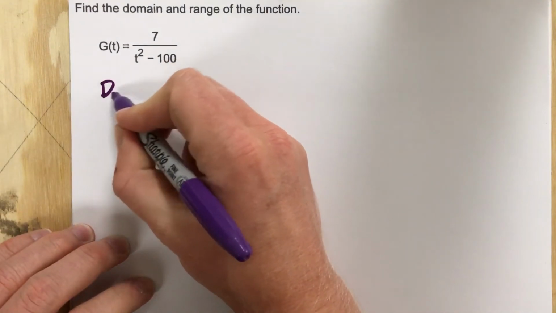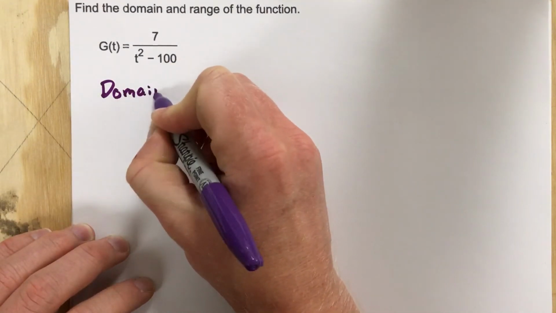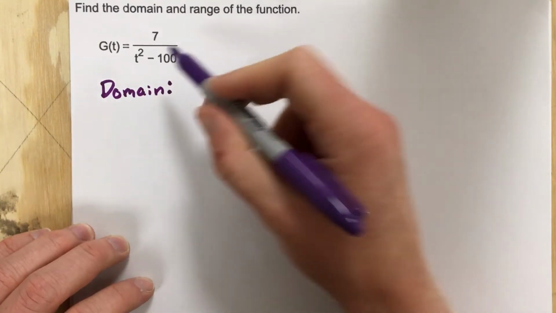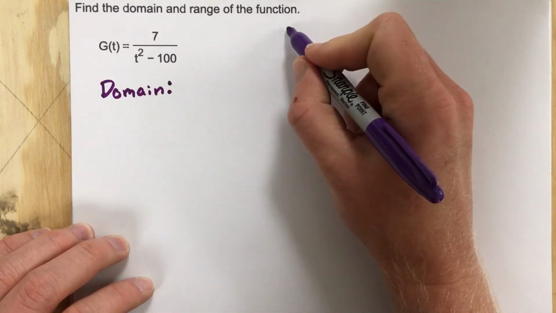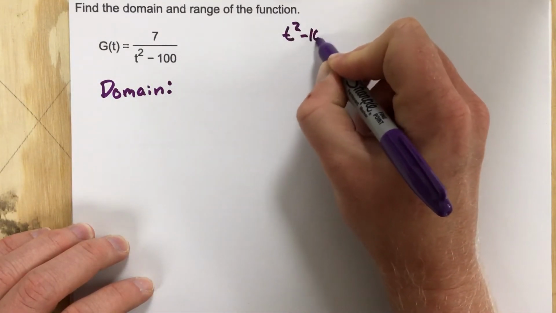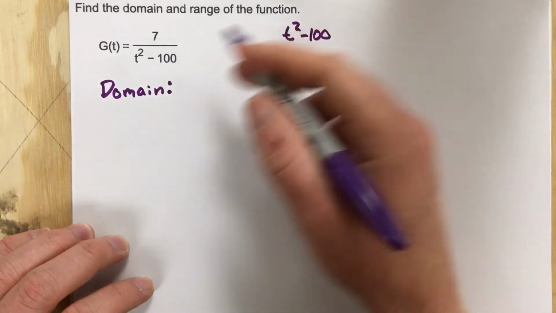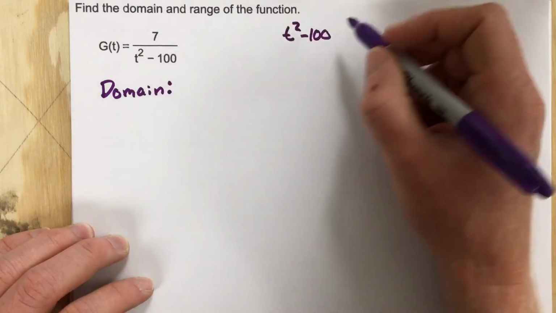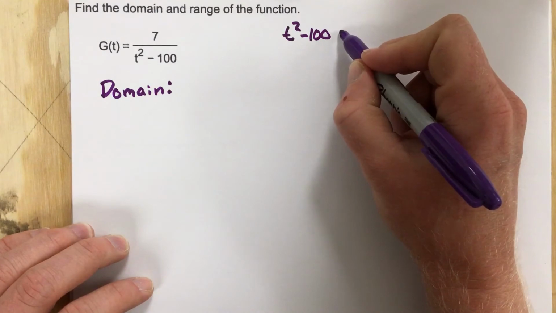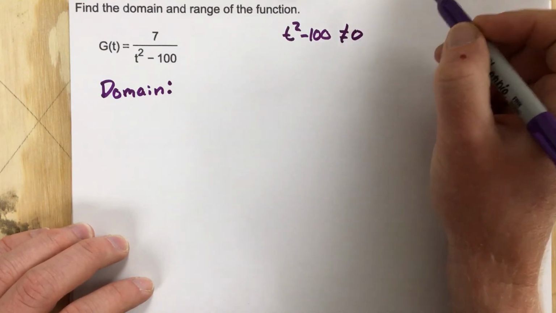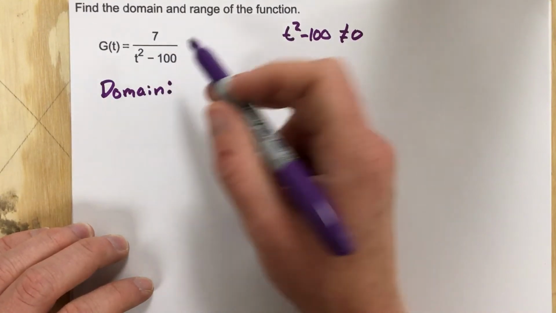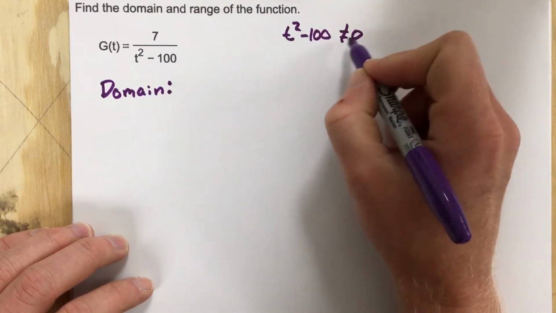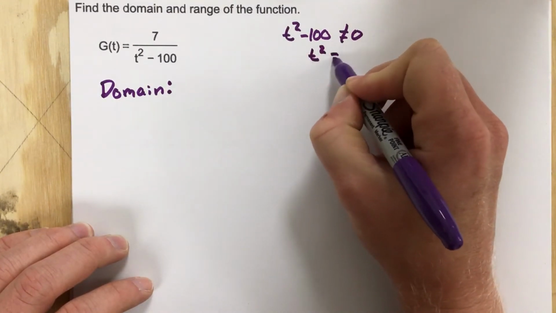And the domain's pretty easy to find because all I have to do for a rational is take the denominator, t squared minus 100, and ask: what are the values that t can't be? So t squared minus 100 not equals 0, meaning I know that the bottom can't be 0 because it's a fraction. Let's add the 100 over. We end up with t squared not equal to 100.